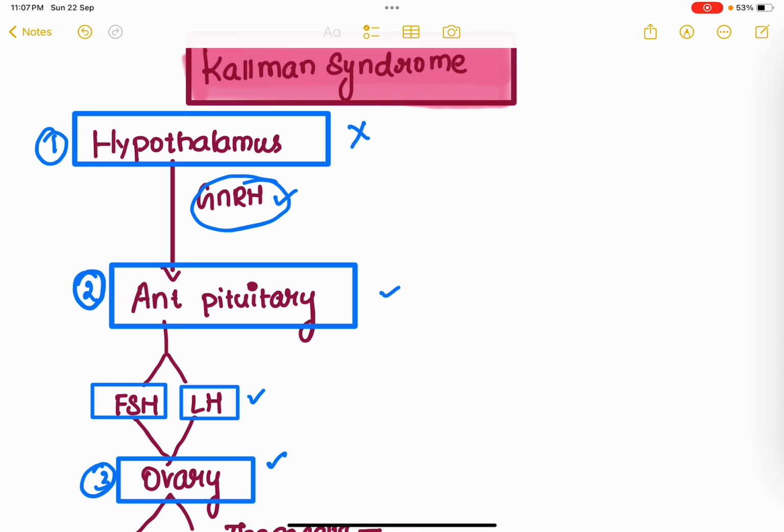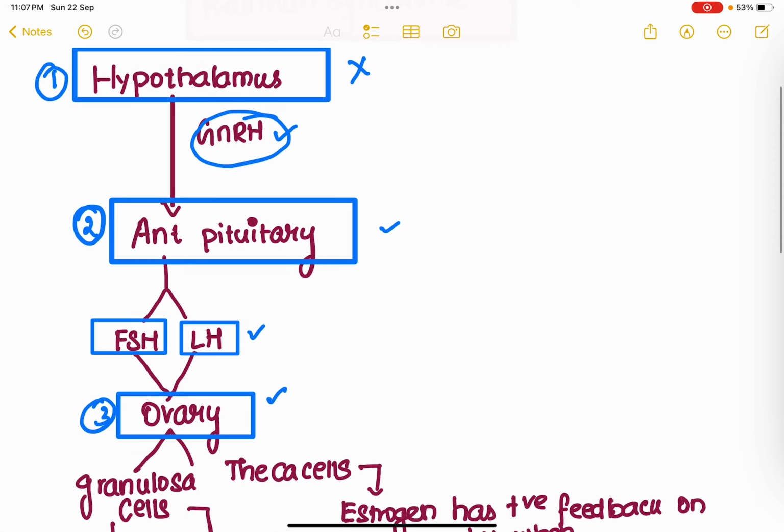Once the GnRH is never released from the hypothalamus, it can never act on the anterior pituitary and release FSH and LH. So in patients of Kallman syndrome, because of this hypothalamic failure, which leads to decreased GnRH release from the hypothalamus, the LH and FSH levels will be low. Is that clear? LH and FSH levels will be low because there is no stimulus coming from the hypothalamus, that is GnRH. So when GnRH is decreased, it will never act upon the anterior pituitary. Therefore, the FSH and LH levels are going to be low. Yes. Once the FSH and LH levels are low, they can never act upon the ovary and release estrogen and progesterone.